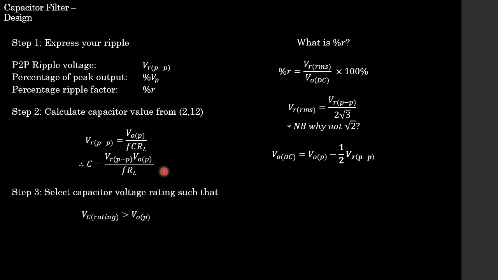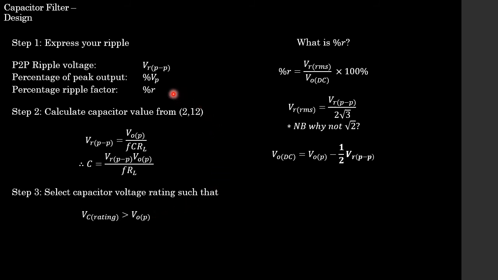And then finally students, the most important thing, make sure you select a capacitor voltage rating such that that capacitor voltage rating is greater than the output peak voltage that you're going to see in your circuit. If you mess this up students, you're going to see a lot of capacitors exploding and smoking and blowing up. So make sure you select a capacitor voltage rating such that it is greater than your output peak voltage.